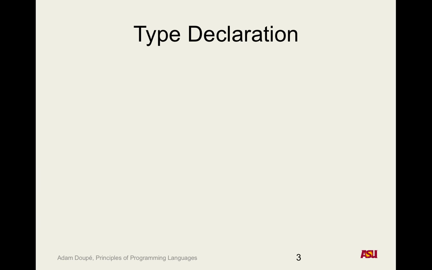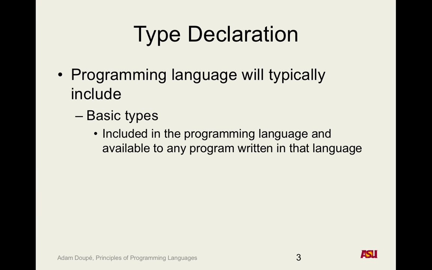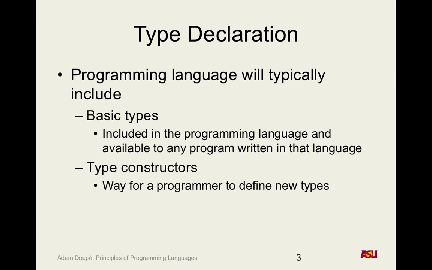Type declaration: the programming language is going to have basic types, which we talked about, which are included in the programming language and available to any program written in that language. So you don't have to do anything special to use these types. Whereas type constructors are a way for a programmer to define new types and really help you define exactly what you're trying to do.